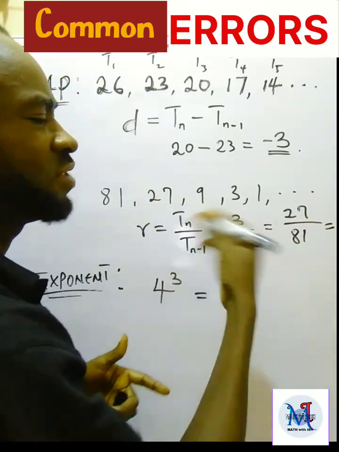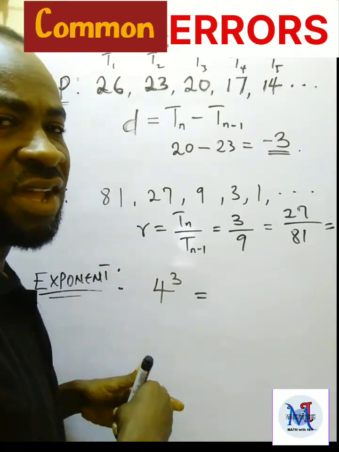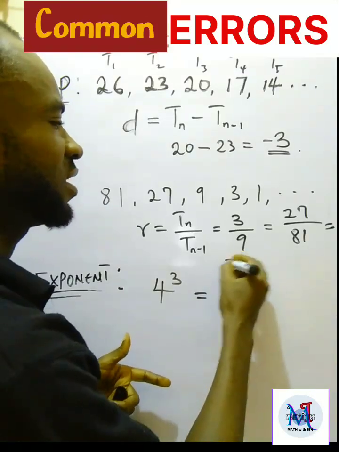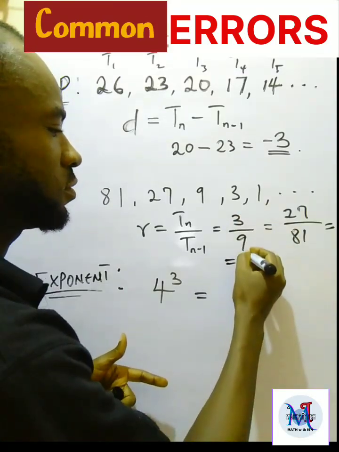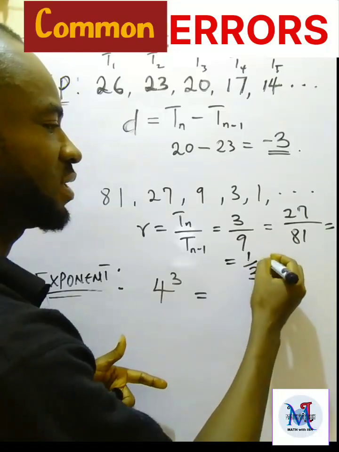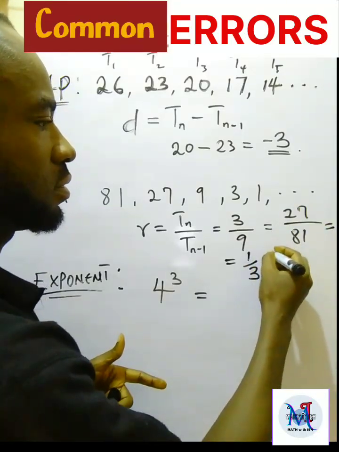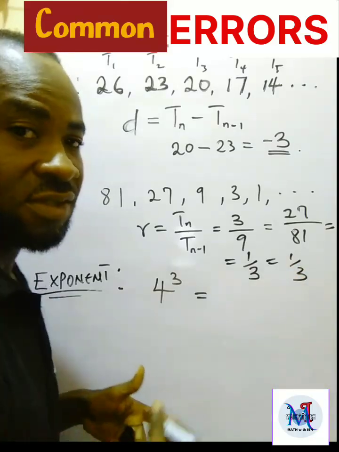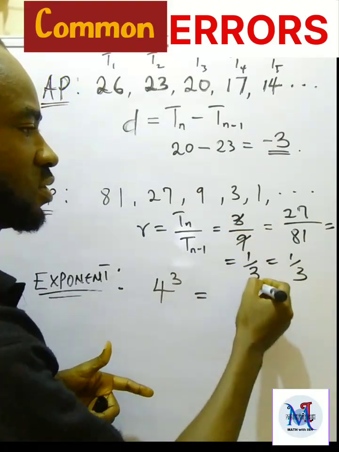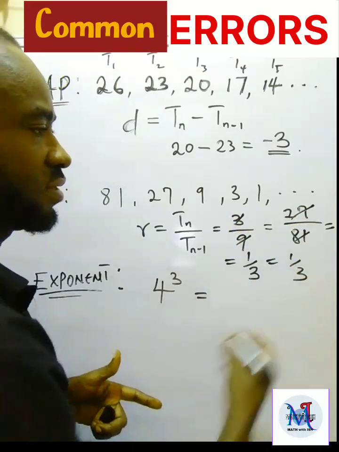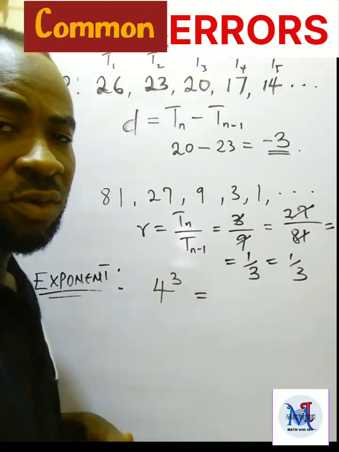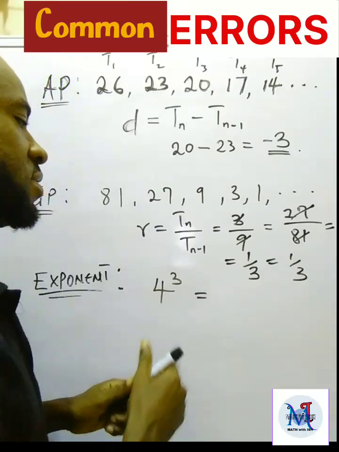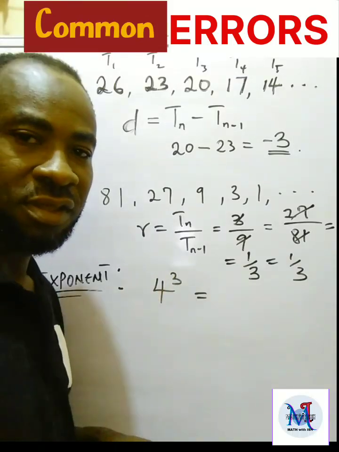And any of the term you take, by the time you simplify everything, you discover that you reduce it to the nearest term, you get 1 over 3. Okay? You get 1 over 3. This one also gives you 1 over 3 by the time you simplify it. Because this cancels this, it is 1 over 3, this cancels this, 1 over 3. Okay, so that is the common ratio and not 3.